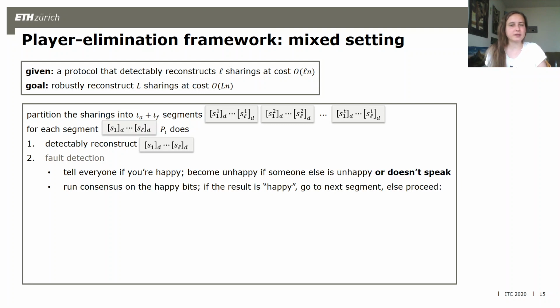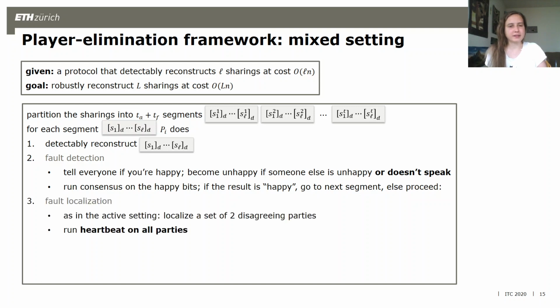So this is called fault detection, and this is done by PI telling everyone if he's happy. And then he collects these messages from other parties and becomes unhappy if any other party is unhappy or doesn't send the value. So if some party crashes, maybe, or if some party is unhappy, PI becomes unhappy. And then parties run consensus on the happy bits. So if the result is happy, then this means that this first step was not interrupted and that the detectable reconstruction worked. And so we can go to the next segment. Otherwise, we want to localize the culprit who caused the failure. And this is called fault localization.